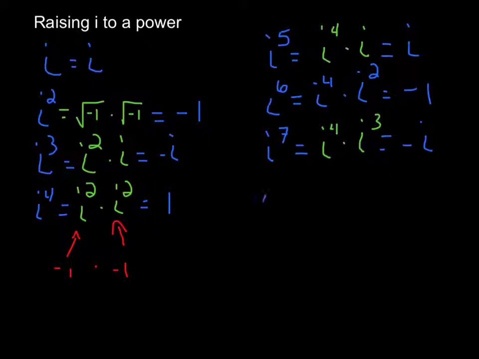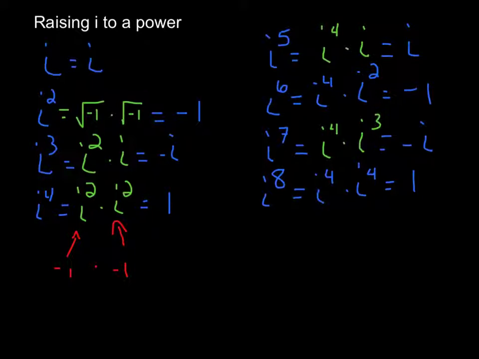And if we go to I to the eighth, that's I to the fourth times I to the fourth, which equals 1. 1 times 1 equals 1. And if we continue on, this same pattern occurs. I to the ninth would be I. I to the 10th would be negative 1. I to the 11th would be negative I. Now let's jump ahead just a little bit here.